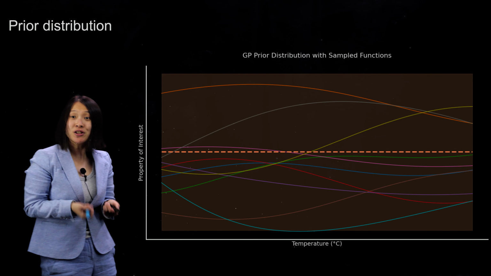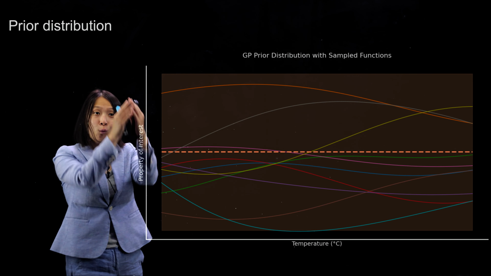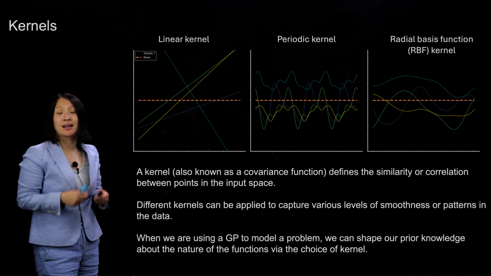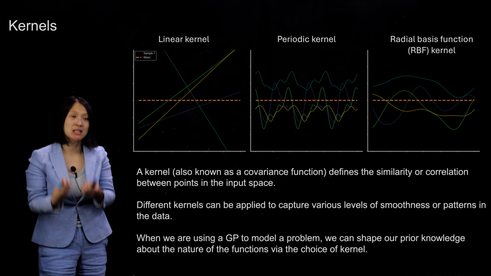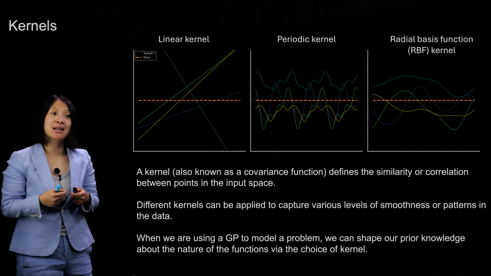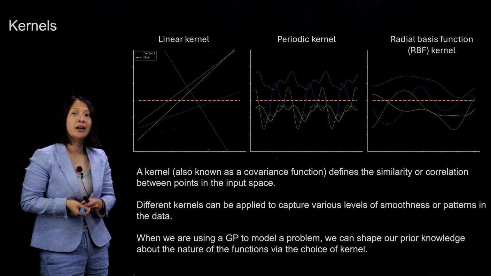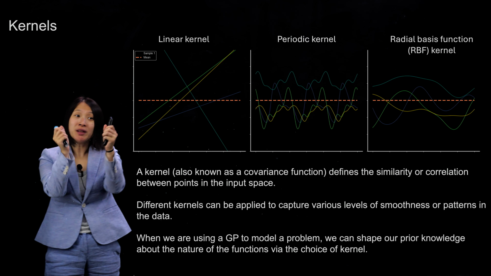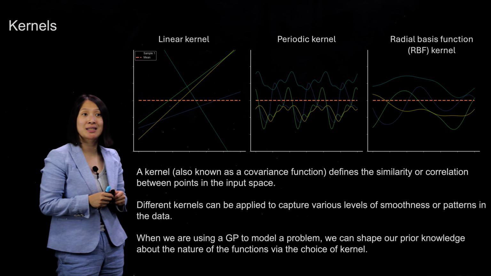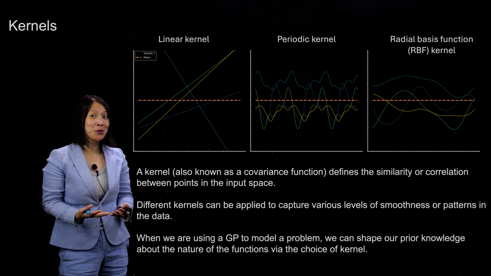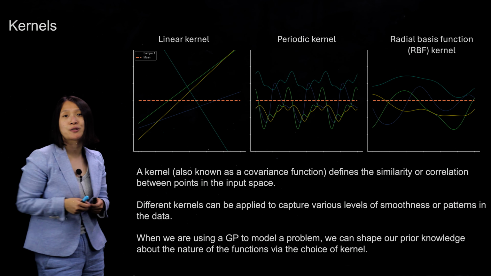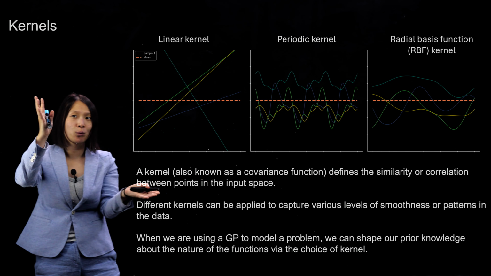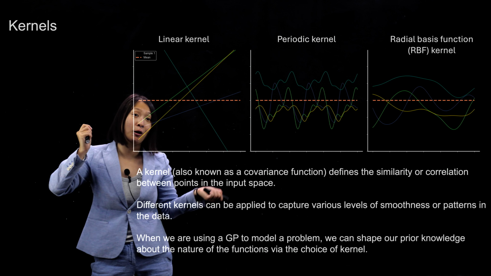At this stage, you may be interested in knowing how one data point is related to its neighboring data points. And this is accounted for by something called a kernel. A kernel, also known as the covariance function, defines the similarity, the correlation or smoothness between the points in the input space. This is also a chance, when we are building a Gaussian process regression, to input our prior knowledge about what we think the function between our input and output looks like.